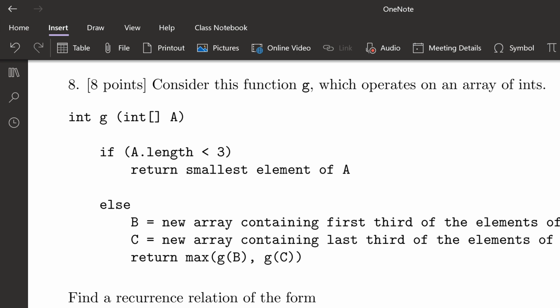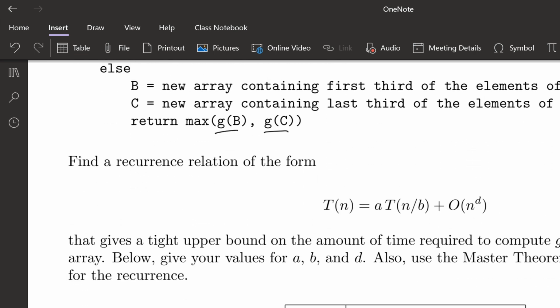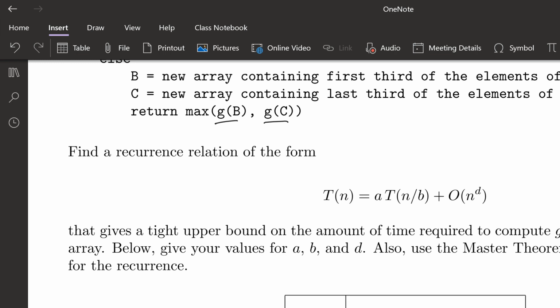So consider this function g, which operates on an array of ints. And spoiler alert, g is recursive. It calls itself, and it calls itself twice. And so what we are trying to do is find the recurrence relation of it. And it's also going to ask for the bound, right? Yes.